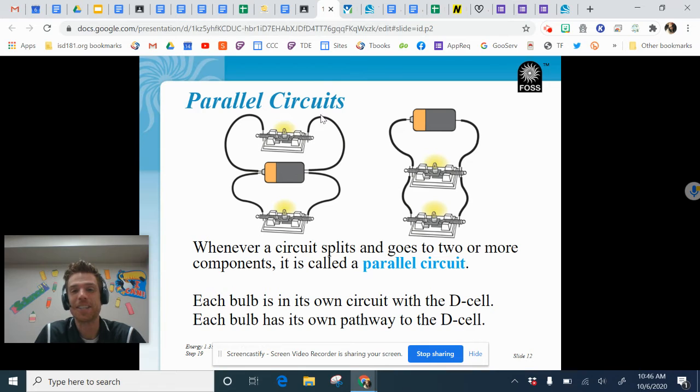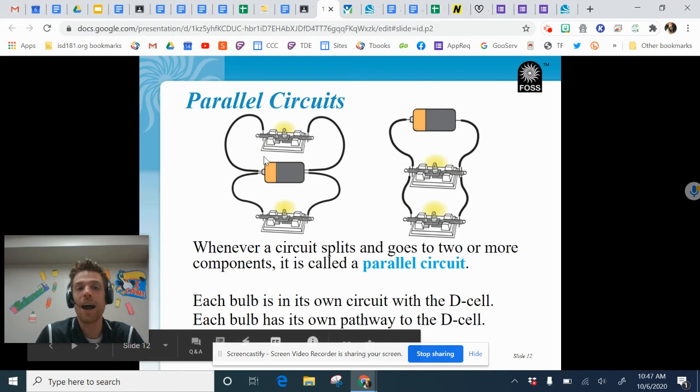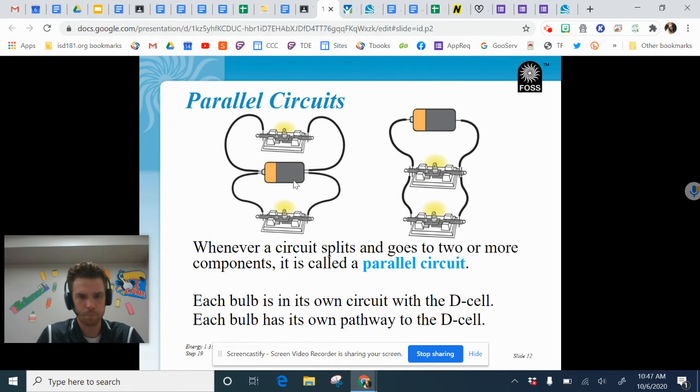Parallel circuits. Please notice that we now are going to have more wires and more options for our energy to flow. So whenever a circuit splits or goes to two or more components, it's called a parallel circuit. Each bulb has its own circuit with the D cell. Each bulb has its own pathway to the D cell. So notice that when we start with this one, our energy can flow here and around and back. Here and around and back.